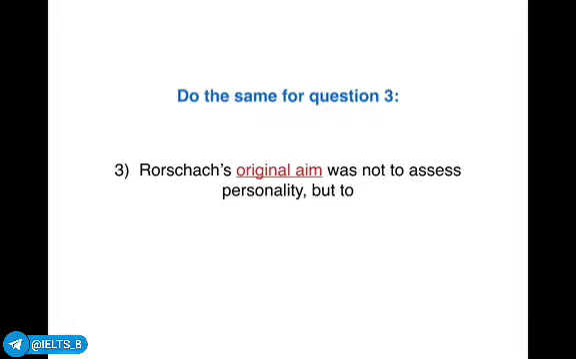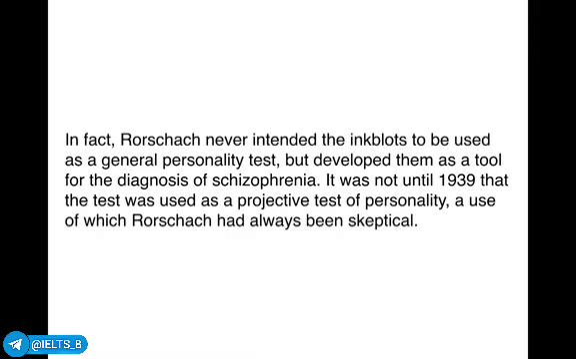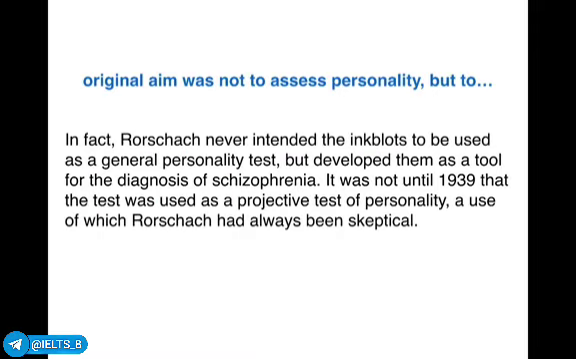Finally, do the same for question 3. Underline some keywords. What was the original aim? Not to assess personality, but to. Well, let's remind ourselves, the original aim was not to assess personality, but to, and if we're reading further on in the passage, we find this part. In fact, Rorschach never intended the ink blots to be used. Never intended. That is the same as his original aim was not. He didn't intend to do something. So, if he never intended the ink blots to be used as a general personality test, what did he do instead?